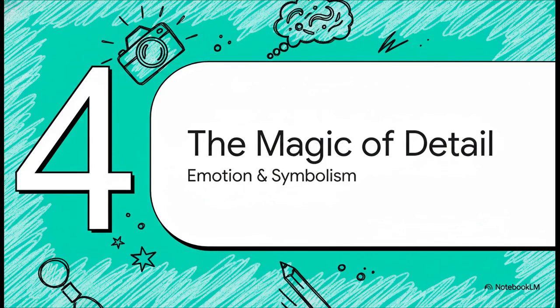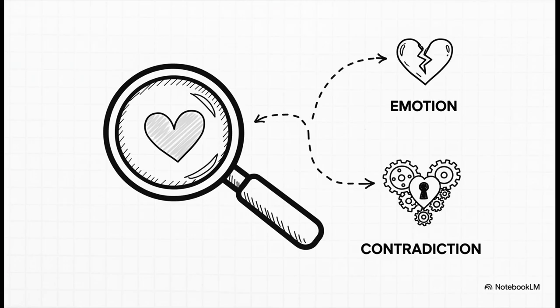Okay, so now we move to the 4th and, I would argue, the most important part of the formula. This is the step that elevates a pretty picture into a piece of art. This is the magic of detail. Right? So the crucial point here is that details aren't just decorative. They are all about injecting emotion, symbolism, and sometimes these really fascinating contradictions. You're leaving clues for the viewer that hint at a much bigger story just below the surface.